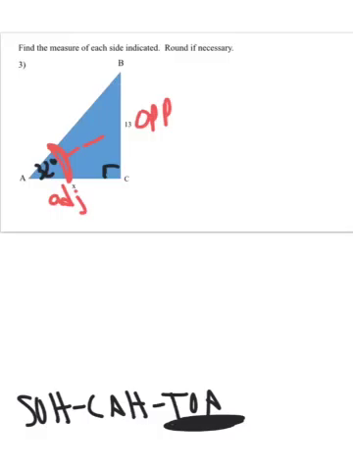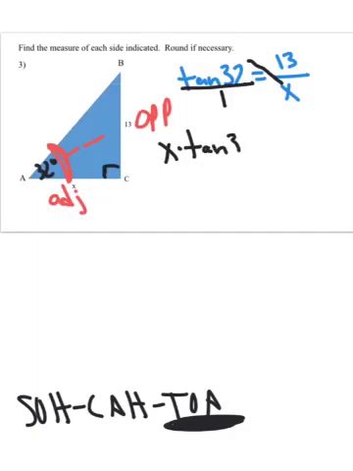So we're going to set up our ratio. We're going to say the tangent of 32 equals the opposite side, which is 13, over the adjacent side, which is x. So we're going to put the tangent of 32 over 1, so we have a fraction on that side as well. We're going to cross multiply. So tangent of 32 times x. So x times tangent 32 equals 1 times 13 will give us 13.